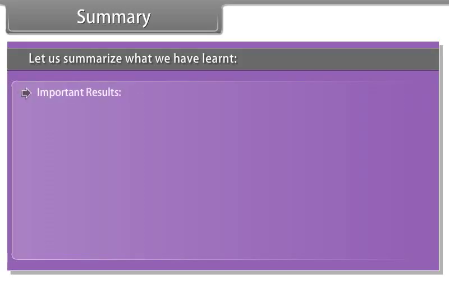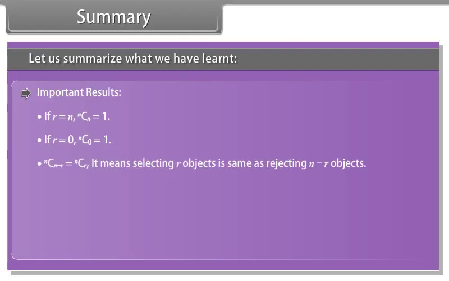Important results. If r is equal to n, nCn is equal to 1. If r is equal to 0, nC0 is equal to 1. nCn minus r is equal to nCr. It means selecting r objects is the same as rejecting n minus r objects.